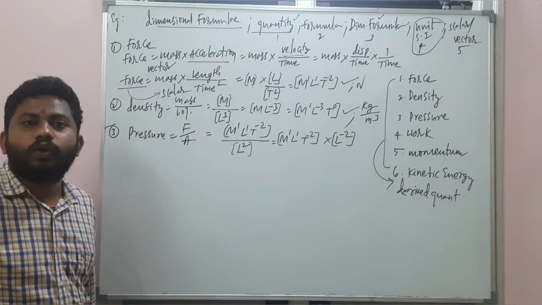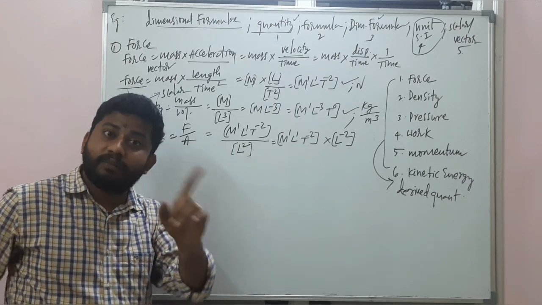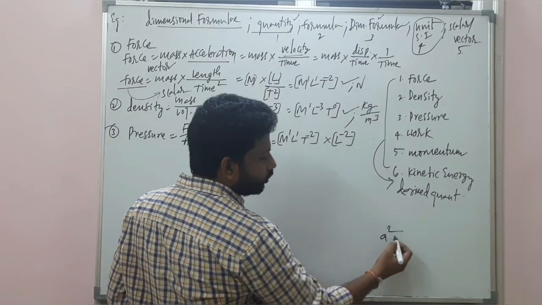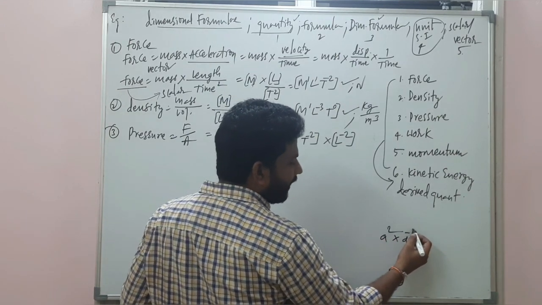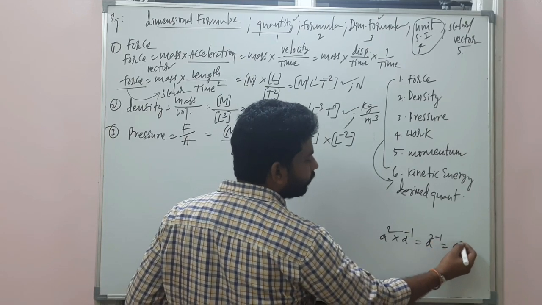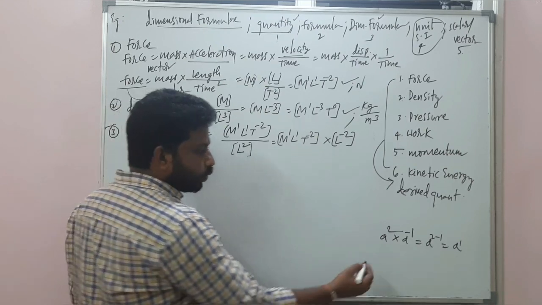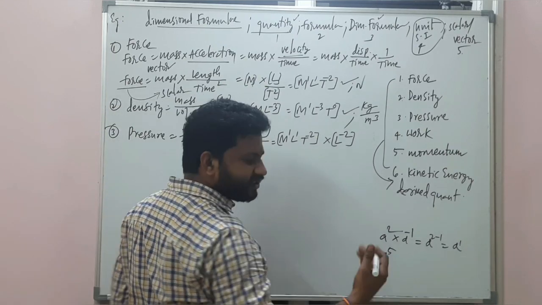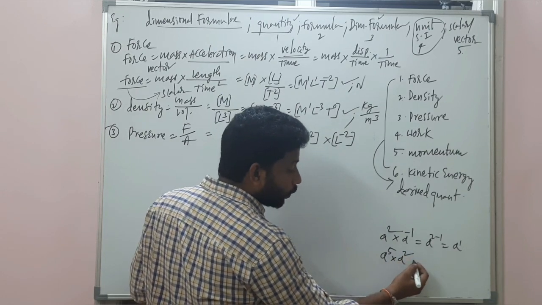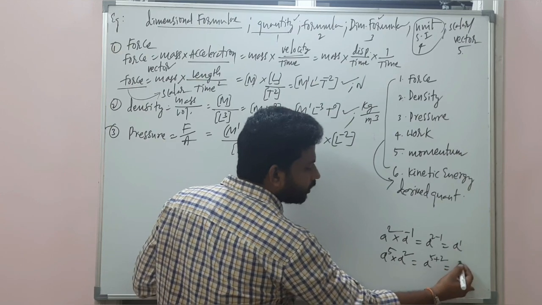Okay. And you know how the powers will be added up, right? For example, a to the power 2 into a to the power minus 1. So it will be a to the power 2 minus 1, it will be a to the power 1. Understand? A is a physical quantity. A to the power 5 into a to the power 2 will be a to the power 5 plus 2, which is equal to a to the power 7.